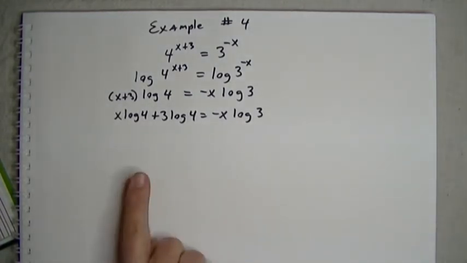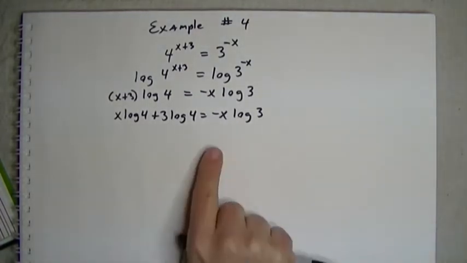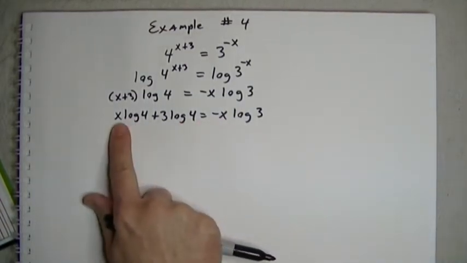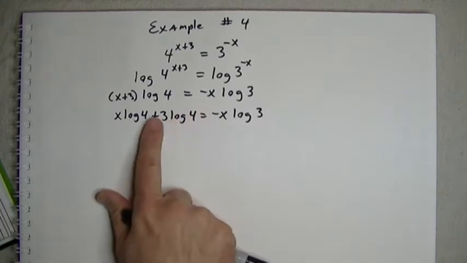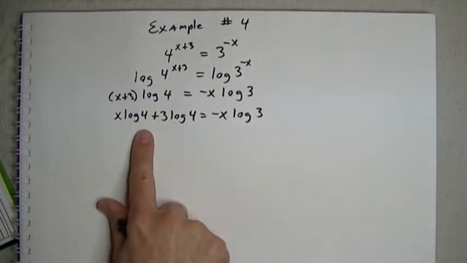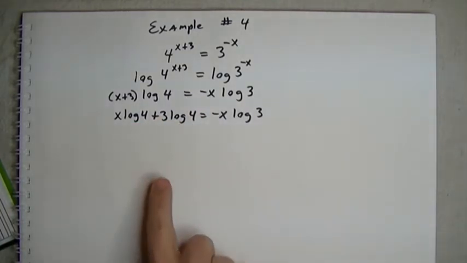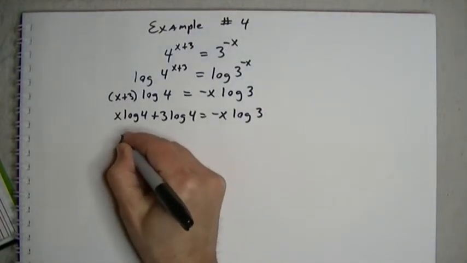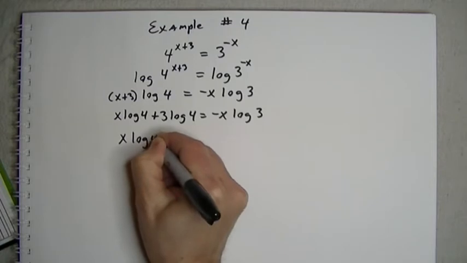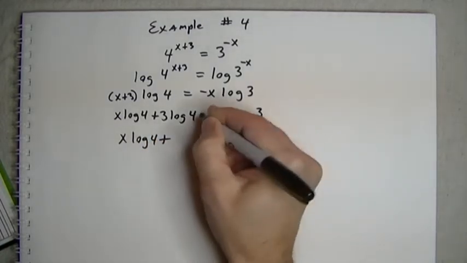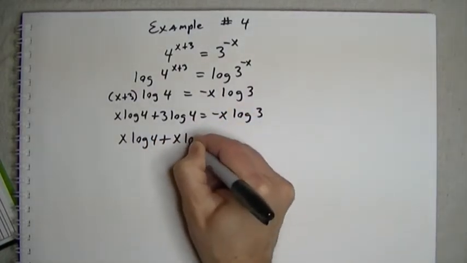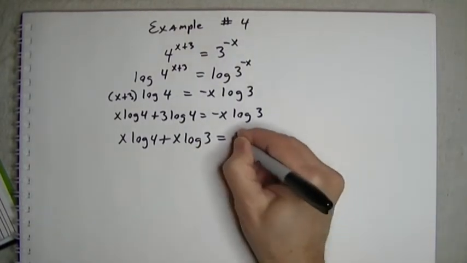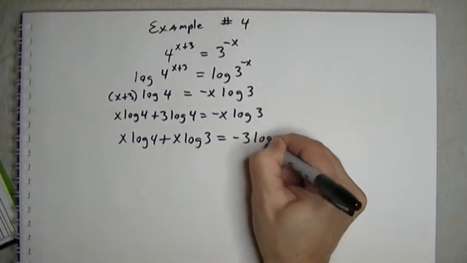And what I want you to realize is the reason I'm doing this is that I want both the terms that have an x in them to be by themselves on one side of the equation, because then we're going to factor that x back out. So when I'm done doing this little switcheroo, I'm going to have x log 4 plus the x log 3 is equal to negative 3 log 4.